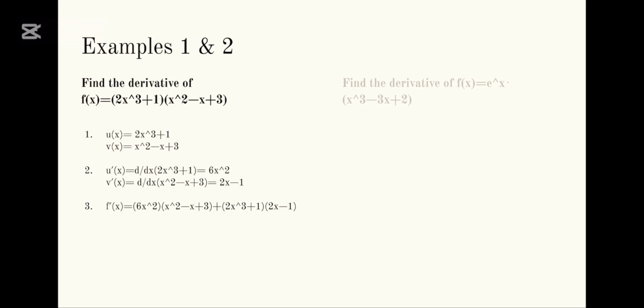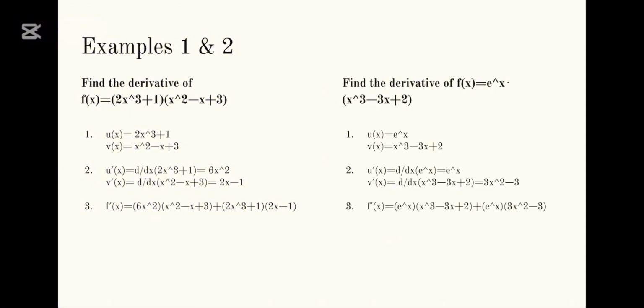And then we're going to use the product rule to find the derivative of f of x. So f prime of x is going to be equal to the derivative of u of x multiplied by v of x plus u of x multiplied by the derivative of v of x. So the derivative of f of x is going to be equal to e to the power of x multiplied by x cubed minus 3x plus 2 plus e to the power of x multiplied by 3x squared minus 3.